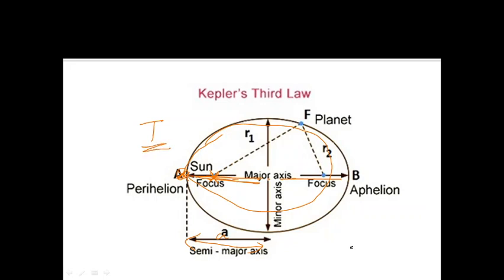So Kepler showed that A cubed is proportional to T squared. The time period of the planet has a relation to the size of the elliptical orbit that it follows. So we can actually prove this Kepler's third law using Newton's law of gravity.